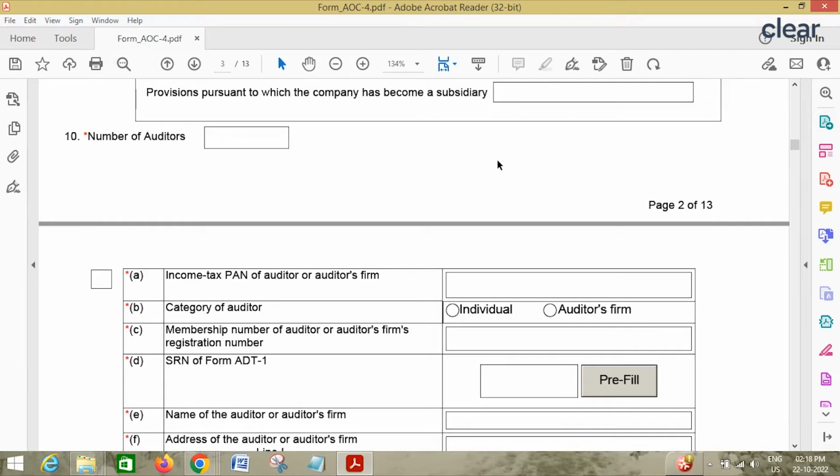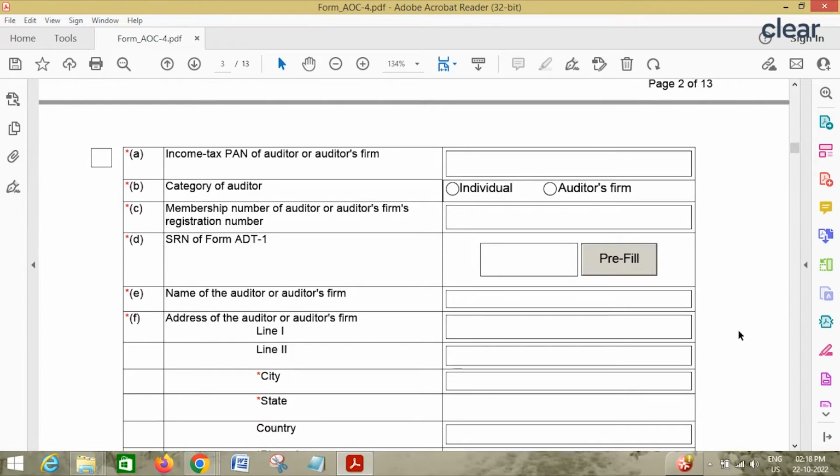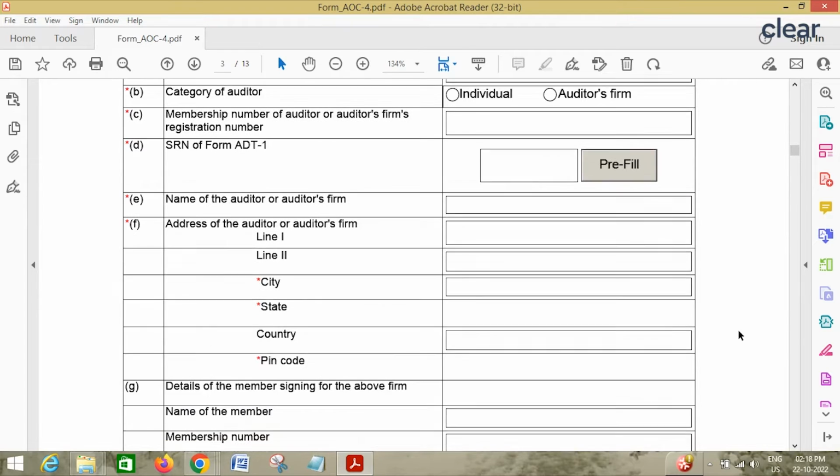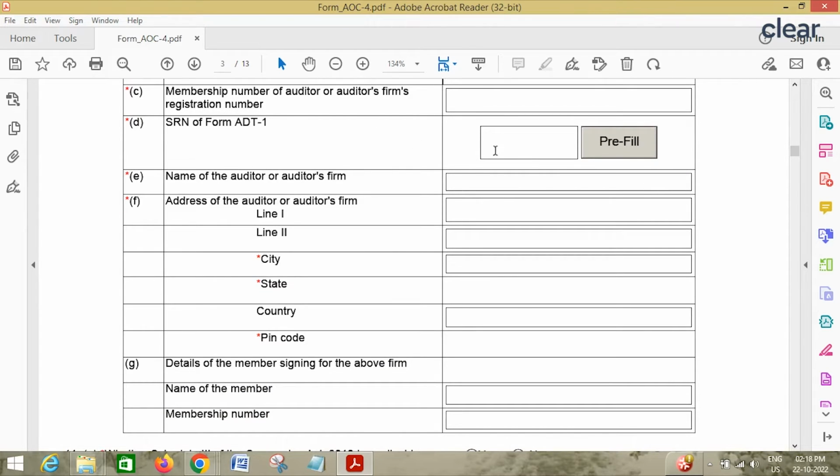Next is the detail of the auditors. Enter the number of auditors, the PAN of the auditor or auditor's firm. Select the category of the auditor. Enter the membership number of the auditor or auditor's firm, the SRN of form ADT-1. Enter the name and address of the auditor or auditor's firm.